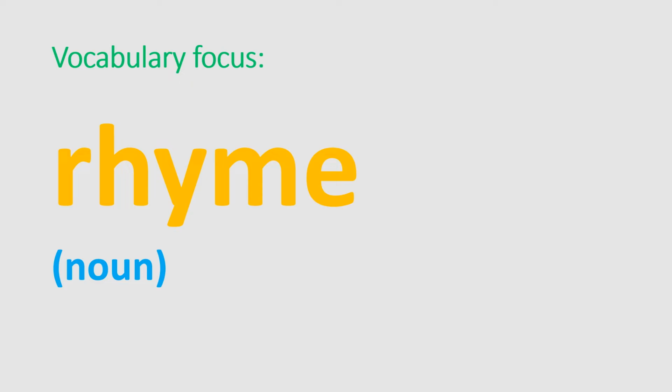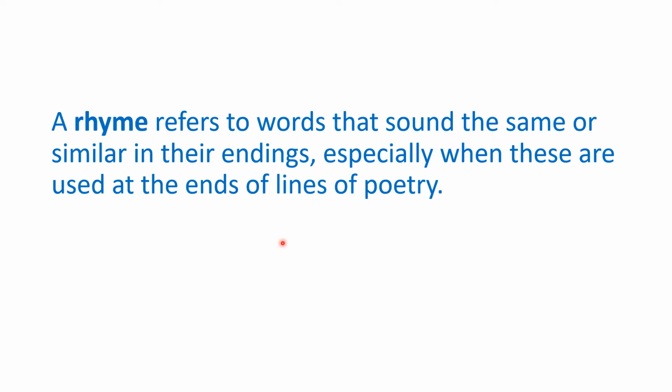Moving on to the focus for this lesson, which, as you should remember from the learning objective, is looking at rhyme. Our vocabulary focus today is the word rhyme. Rhyme is a noun because it is a thing. Here I have got a definition of what a rhyme is. So a rhyme refers to words that sound the same or similar in their endings, especially when these are used at the ends of lines of poetry.